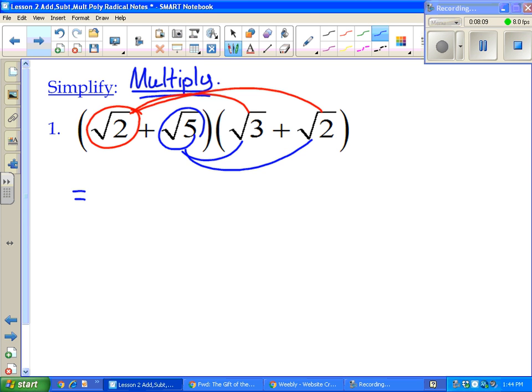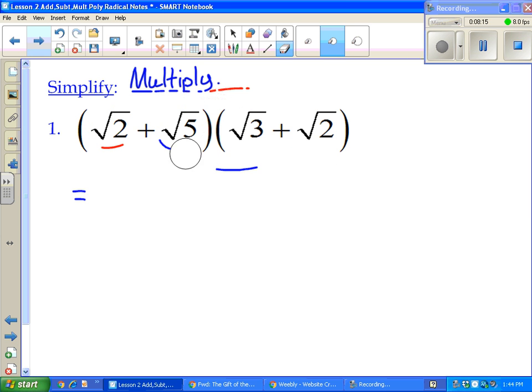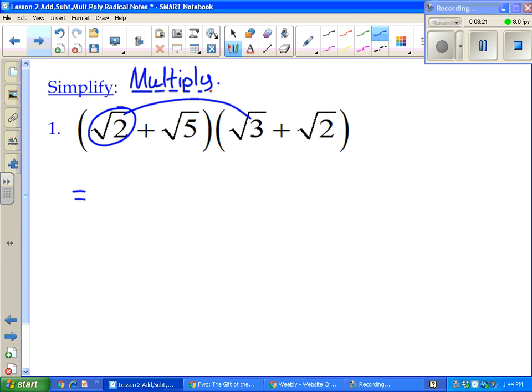Okay, let's see what we get. Square root of 2 times square root of 3, excuse me. I'm going to erase just to make it clean and work it fresh. All right, square root of 2 times square root of 3. Square root's underneath, 3's underneath, so that gives me 6 underneath.